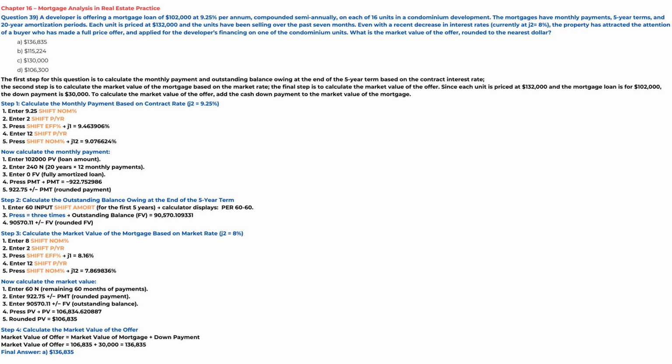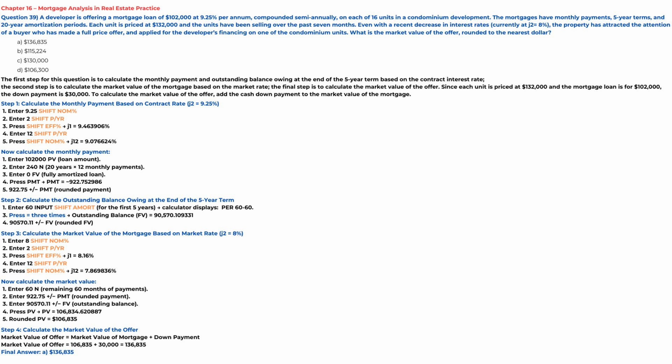What is the market value of the offer, rounded to the nearest dollar? The first step for this question is to calculate the monthly payment and outstanding balance owing at the end of the 5-year term based on the contract interest rate. The second step is to calculate the market value of the mortgage based on the market rate. The final step is to calculate the market value of the offer. Since each unit is priced at $132,000 and the mortgage loan is for $102,000, the down payment is $30,000. To calculate the market value of the offer, add the cash down payment to the market value of the mortgage.